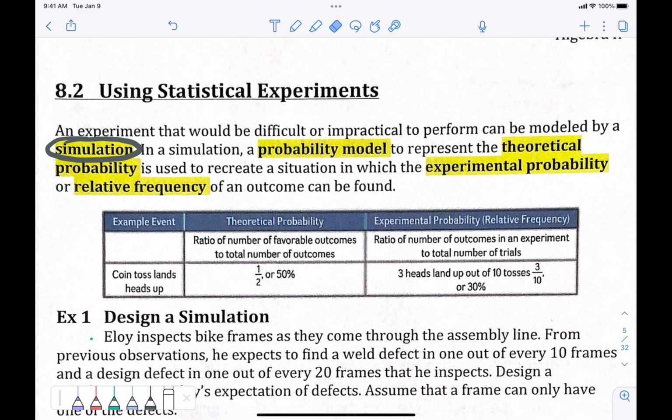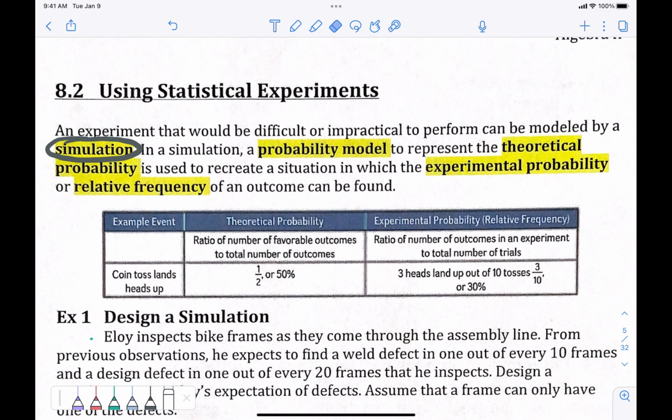It's not always 50%, but for the most part, 50-50. It's not exactly 50-50, but we'll just go off of the fact that it's 50-50. Or like on your homework assignment, they'll talk about true-false quizzes, where you have a 50-50 shot of getting it right. So we do a simulation for that rather than actually going and gathering the data ourselves.